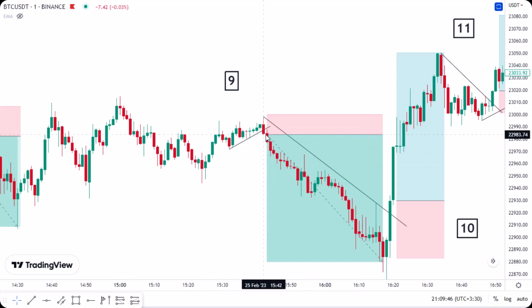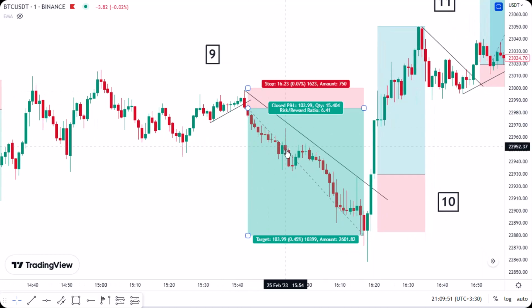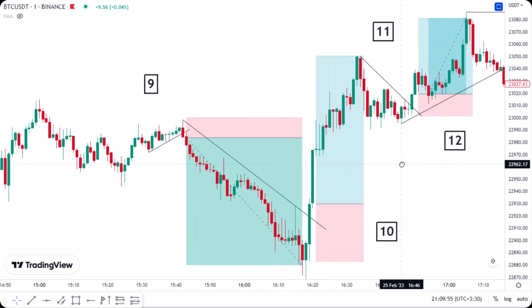On the fourth time it breaks it here. We enter the sell position, put our stop loss above that. Look for RR2, which gives us something around 6.5.